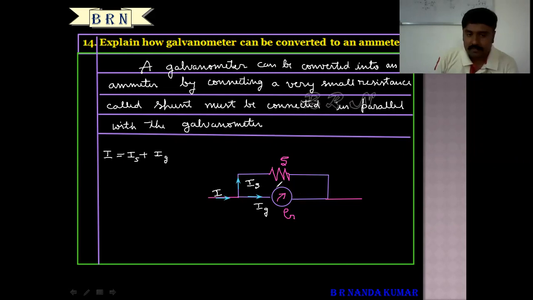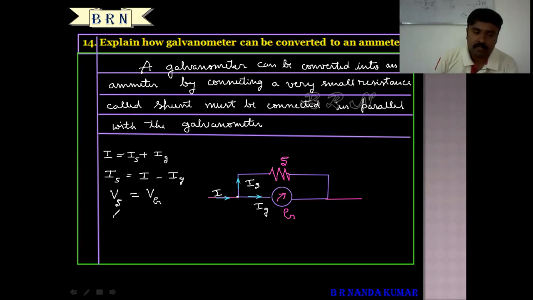In a parallel combination the current is different, but the potential difference across the shunt and the potential difference across the galvanometer are the same. Here we have to apply Kirchhoff's junction rule: the sum of currents entering the junction is equal to the sum of currents leaving the junction. So I is equal to IS plus IG. What is the value of IS? IS is I minus IG. And the potential difference across the shunt is equal to the potential difference across the galvanometer.